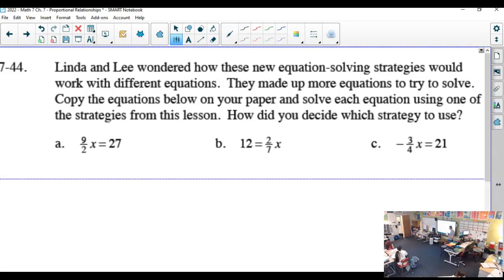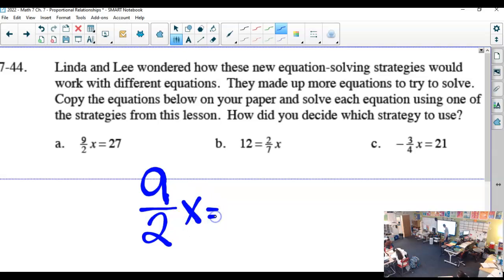12 equals 2/7 x. If you put that over this reciprocal, 7 halves. Well, hold on, we'll get there. So Eve, when we look at A, 9 halves x equals 27. On our notes, we just highlighted everything that we want to multiply by the reciprocals. What's the reciprocal here?